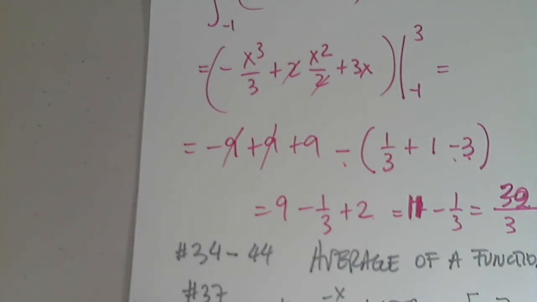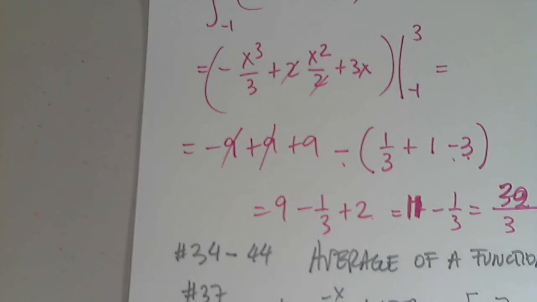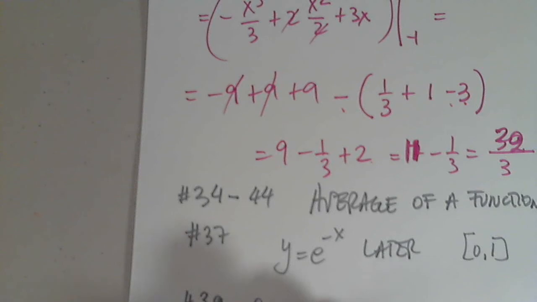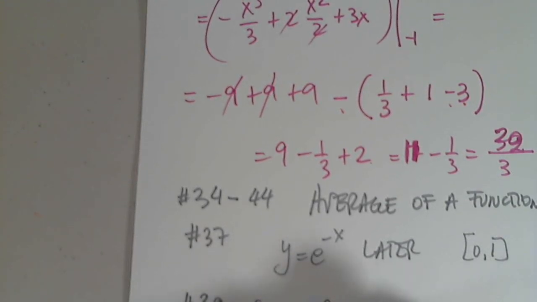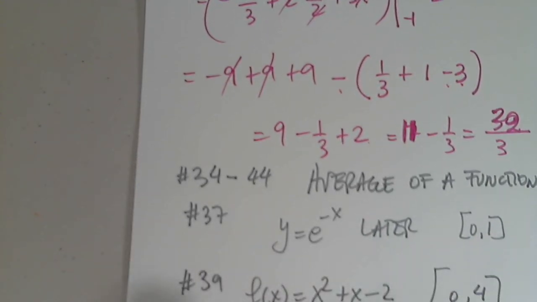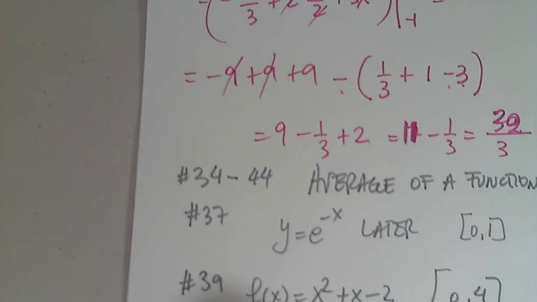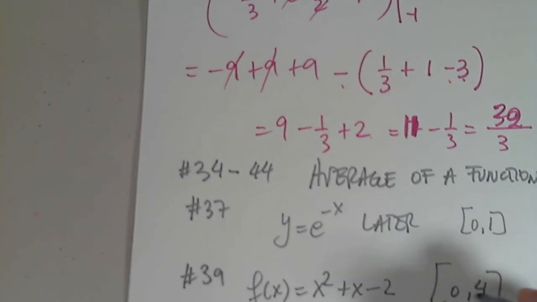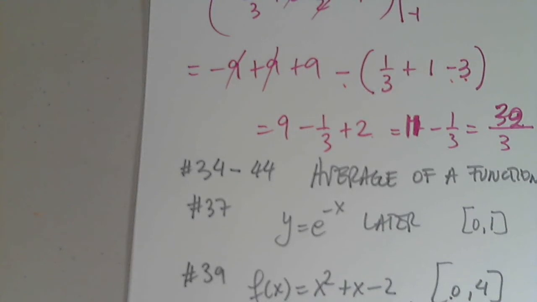So let's look at the average 39. F of x equals x squared plus x minus 2, and the interval is 0, 4. If we want to find the average on the interval 0, 4, we have to use the formula 1 over 4 minus 0, which is 4, the integral from 0 to 4 of x squared plus x minus 2 dx. And that will give us the average of this function on the interval 0, 4. I cannot determine the definite integral before I make sure that the function is continuous. The function is continuous everywhere.